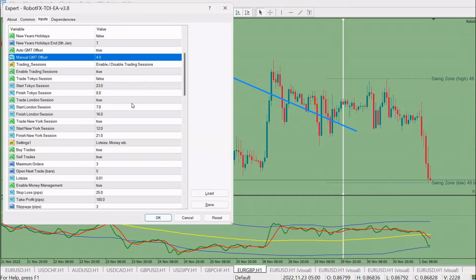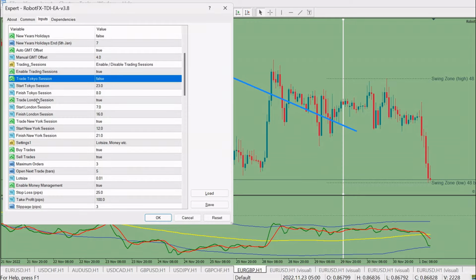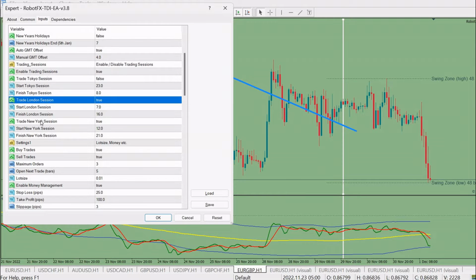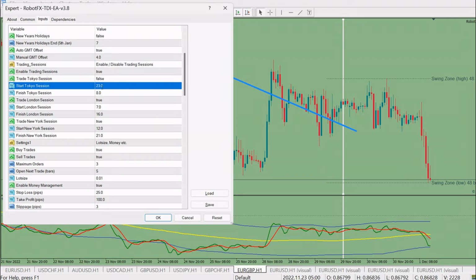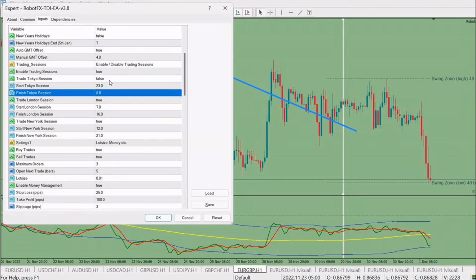Now, the trading session allows the trader to restrict trading during specific sessions, like for example the Tokyo session, the London session, or the New York session, and so on, because basically regardless of the name you can enter any starting times and finish times for any of these sessions.